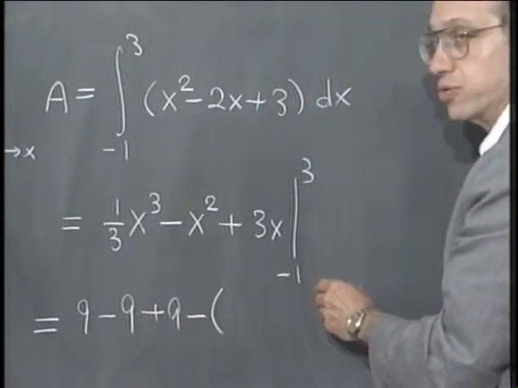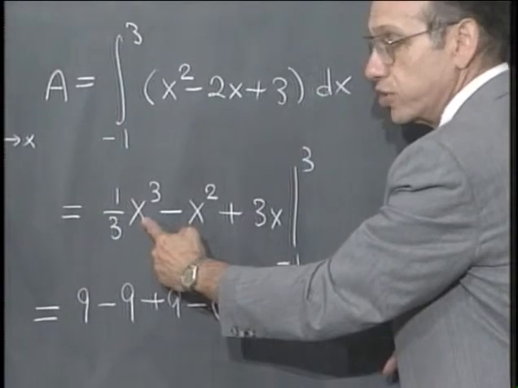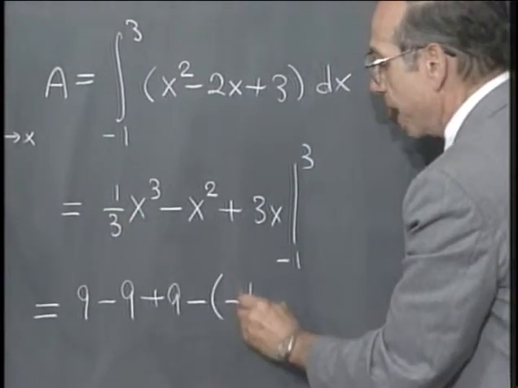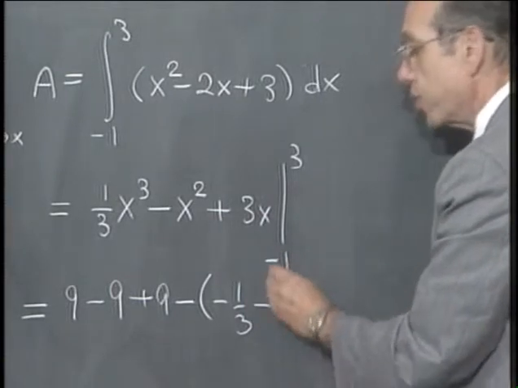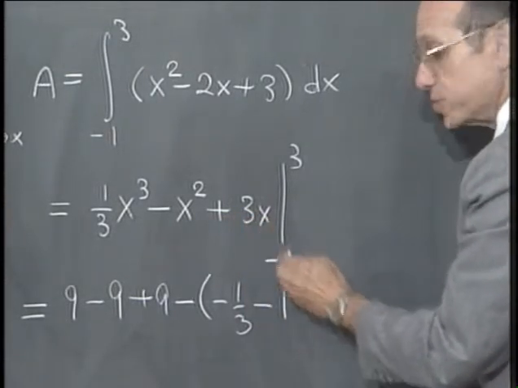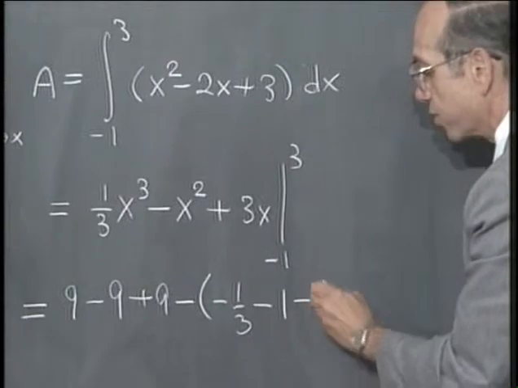Minus, now we substitute minus 1. Minus 1 cubed is minus 1, times 1/3 is minus 1/3. Minus 1 squared is plus 1. Plus 3 times minus 1, which is minus 3.